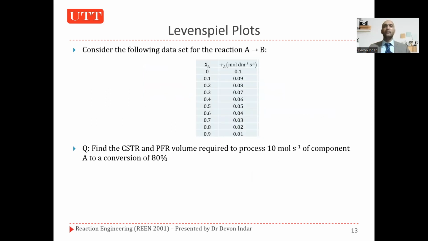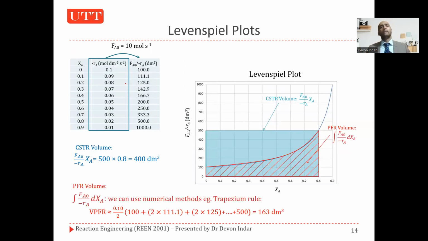So let's look at an experimental data set here, and suppose we didn't know the rate expression. What we do know is FA0, and we do know that we're trying to get this up to 80% conversion. This is XA. The question is to find the CSTR and PFR volumes that would get us to 80% conversion. Well, as we said before, on the Levenspiel plot, the y-axis is FA0 on minus RA. So to get this last column here, we just need to take FA0 and divide it by the minus RA values, and we will be able to come up with our plot.